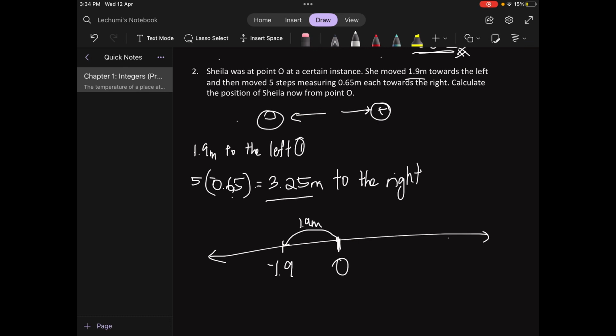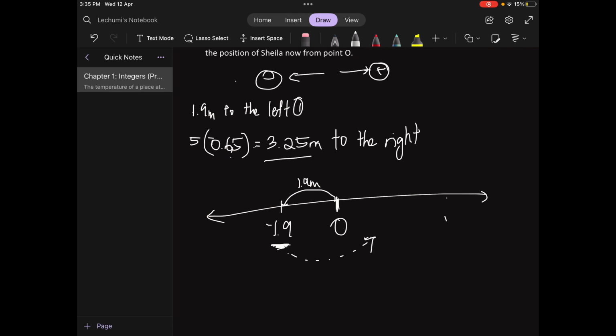And now from there she moves 0.65 meter each, which is 5 steps, and we have calculated that to be 3.25 meters to the right. So now here you might get confused and you write 3.25 right here. But is that correct? No, it is not. This is where you can get a bit tricky. 3.25, they're referring to the distance traveled by her from this position of -1.9. So from here she moves 3.25 meters.